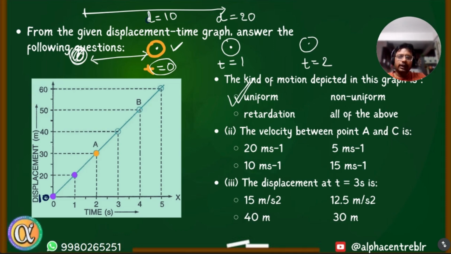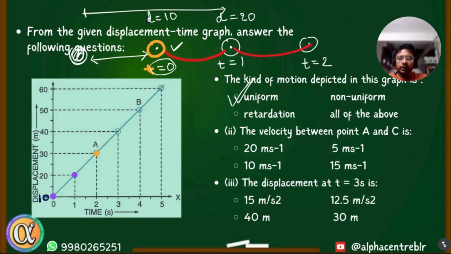between 0 and 1 second, how much does it move forward? What is the displacement in 0 to 1 second? It moves forward by how much? So 10 meters. And then from 1 to 2 seconds, how much does it move further by? So it's the same throughout, 10 meters.